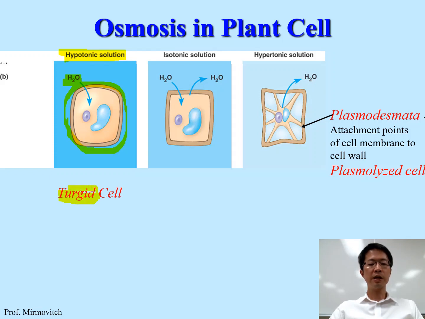Turgid means that the cell is now expanded, it has become large, and it becomes very tight and strong. We call it turgid. It is the state when a plant is fully watered. When the plant is fully hydrated, all the plant cells are turgid. That's why the plant can stand up straight like this.